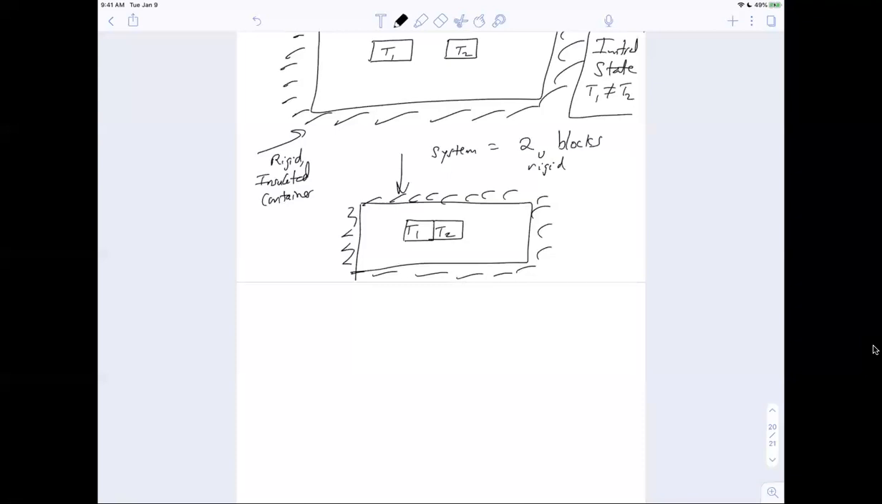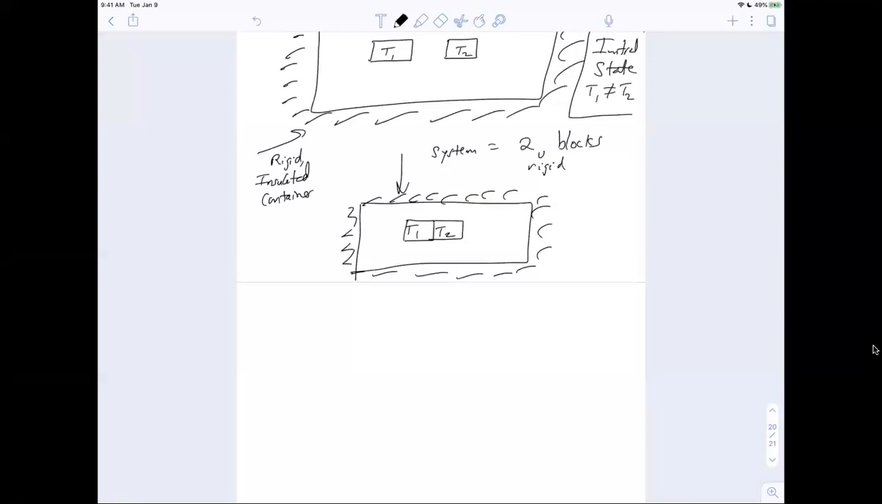Now, once we reach that equilibrium state where they're at the same temperature, if you wait and wait and wait, are you going to see the blocks go back to the state where one is at T1 and one is at T2, even if we separate them? Are you going to see one block be T1 and the other block T2? No, you're not. You can wait forever and you won't.